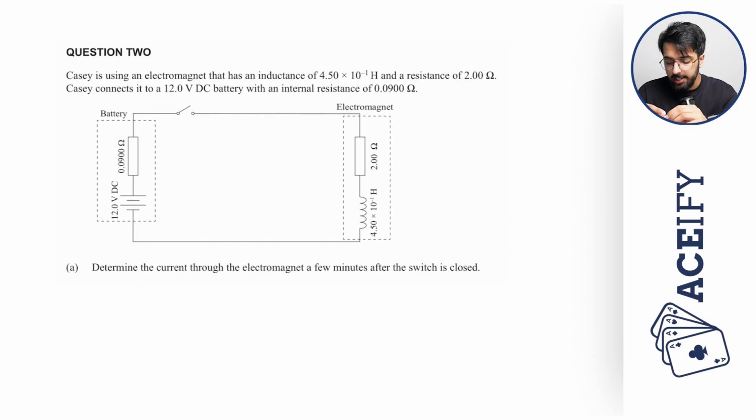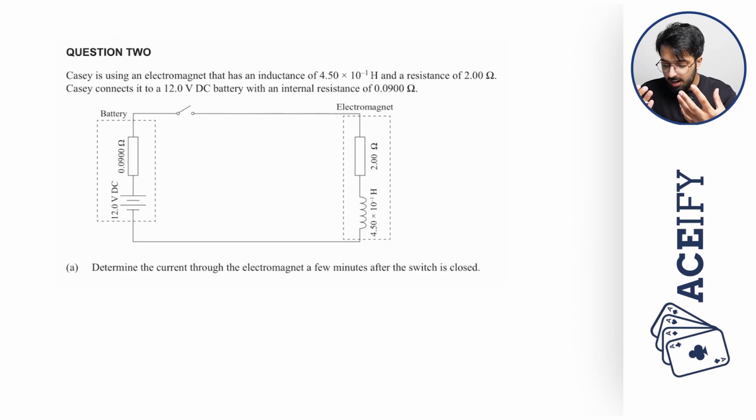KC is using an electromagnet that has an inductance of 4.5 times 10 to the negative 1 henries and a resistance of 2 ohms. KC connects it to a DC voltage of 12 volts with an internal resistance of 0.09 ohms. Determine the current through the electromagnet a few minutes after the switch is closed.